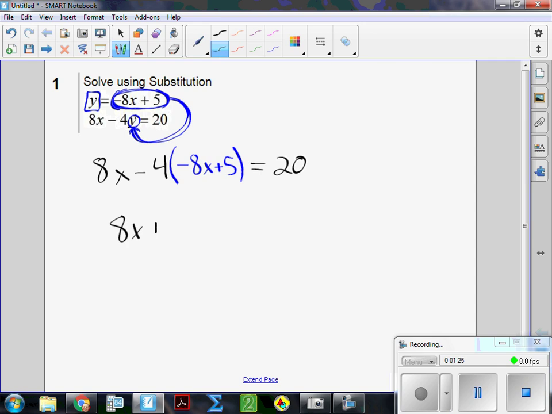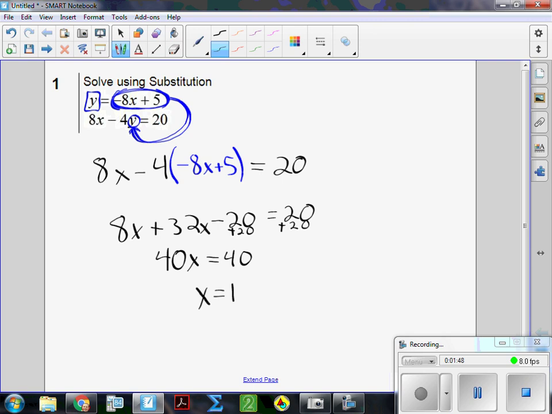So 8x plus 32x minus 20 equals 20. If I combine like terms here, 8x plus 32x is 40x. If I add 20 on both sides, I get 40. And so that means that x is equal to 1.